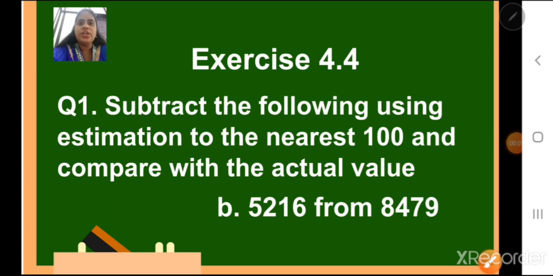Children, take out your textbook and your notebook. We are going to start with exercise 4.4. The first question is: subtract the following using estimation to the nearest 100 and compare with the actual value. Children, note down the question in your notebook properly. We are going to do B1. B1 is 5216 from 8479. We are going to solve B question in our notebook.